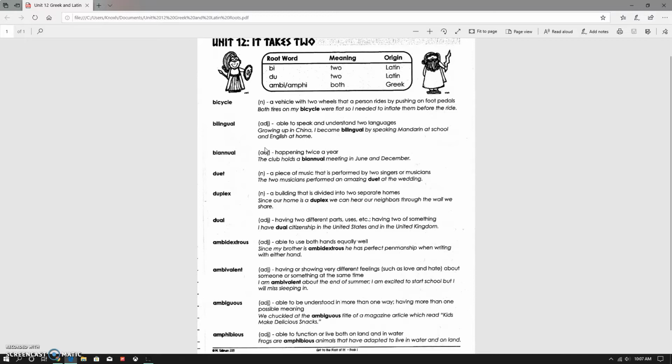Bicycle is a noun. We know what a bicycle is. It's a little thing you ride with two wheels. All right, bilingual. That is an adjective that describes a person who can speak two languages. Biannual. That is something that happens twice a year. So it happens twice each year. Annual being a year, bi being two, so twice a year.